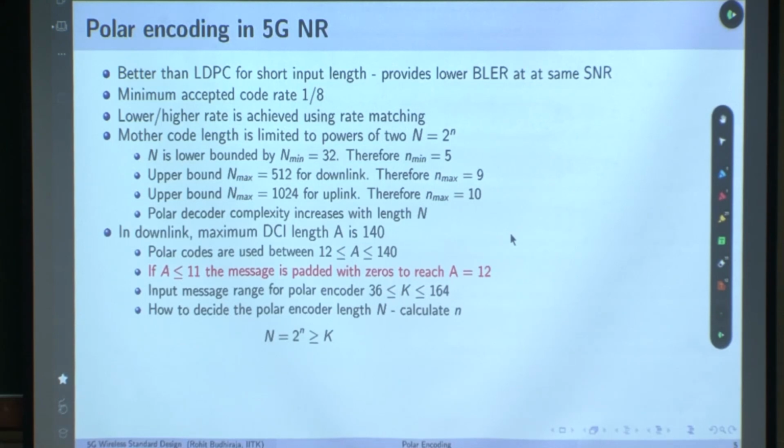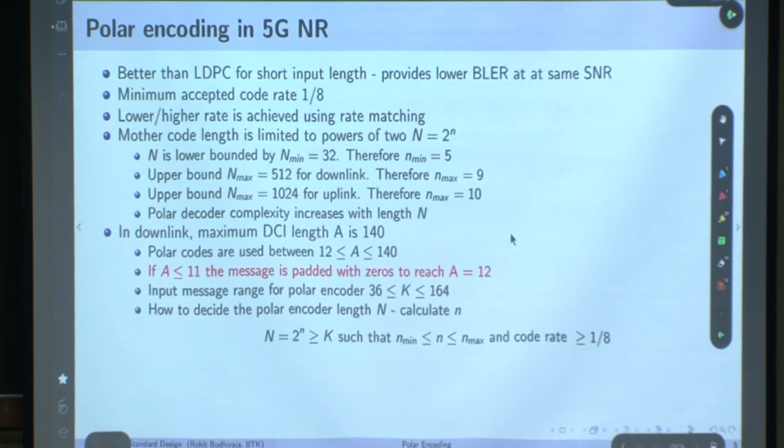Of course, it is a function of the code rate also. And what are we saying here? You calculate this n such that it is between n min and n max. N min is how much? 5, and n max is 9 for downlink and 10 for uplink.